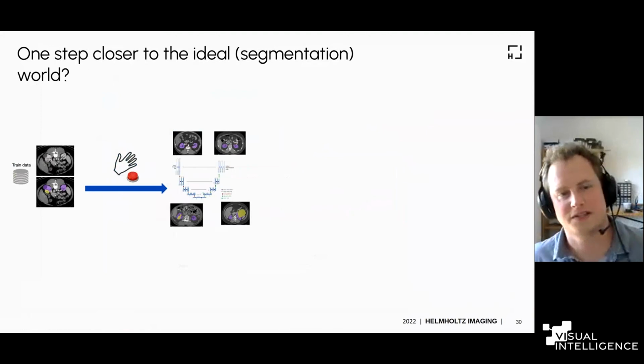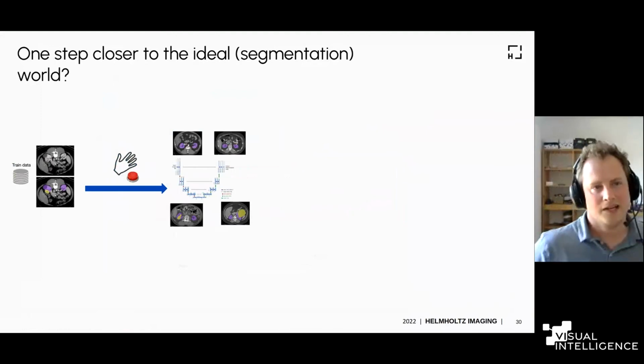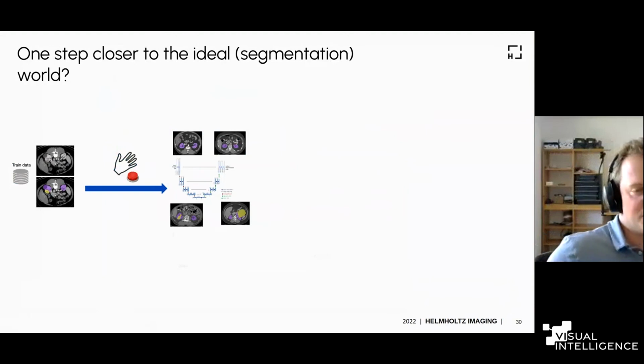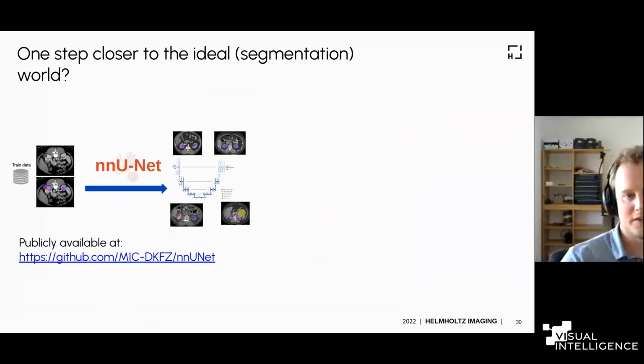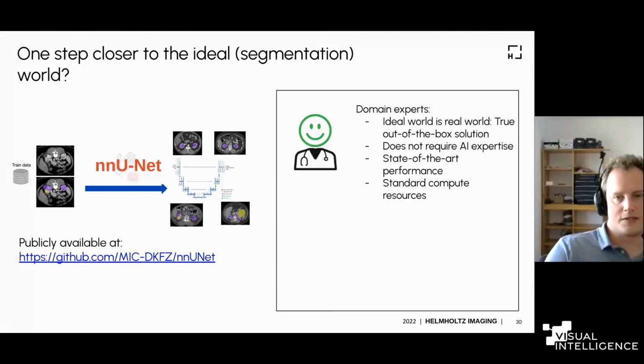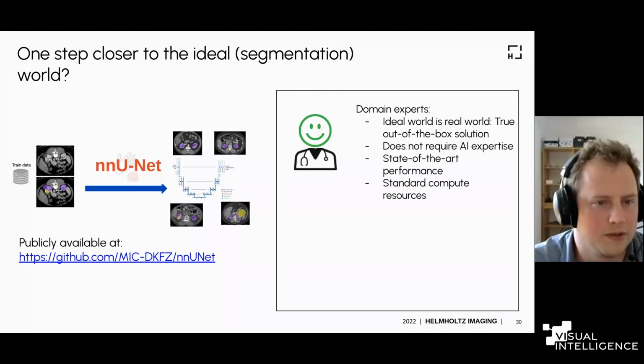Yeah, so that brings us back to the initial question. Are we one step closer to the ideal segmentation world? And I would say a step closer, definitely. We are probably not there yet, but nnU-Net can already do a lot for a lot of applications. And it's really nice to see that even with new applications and new data sets coming, we haven't found a single failure case yet, essentially. So it always works really nicely, sometimes, of course, a little bit better than others, but always gives good results.